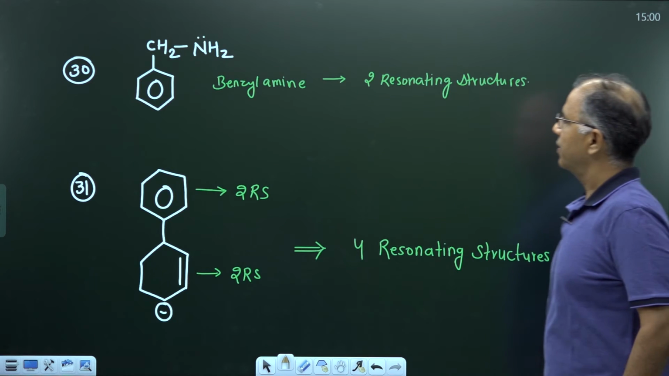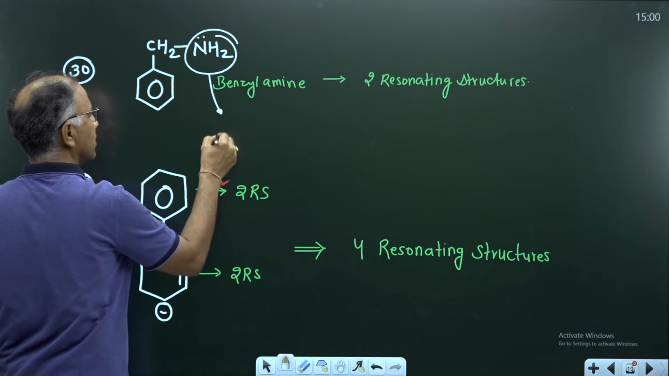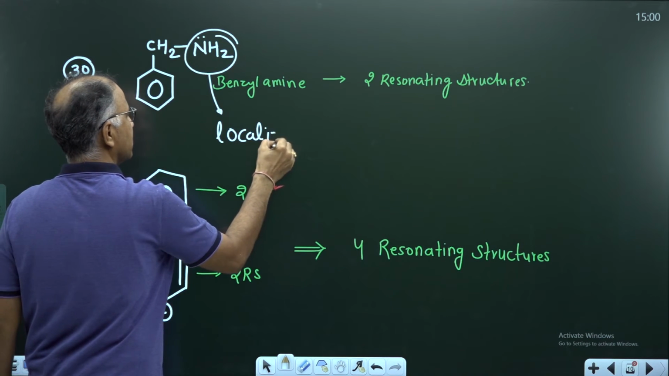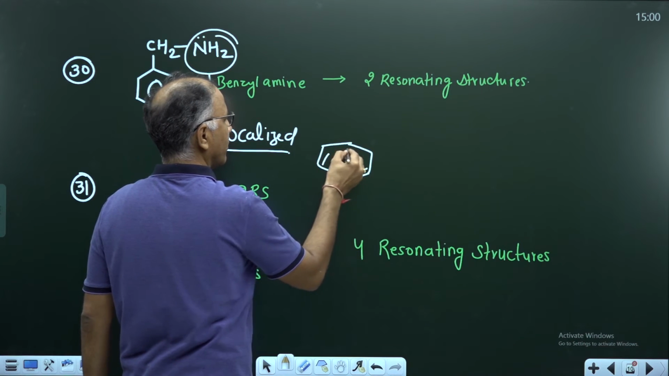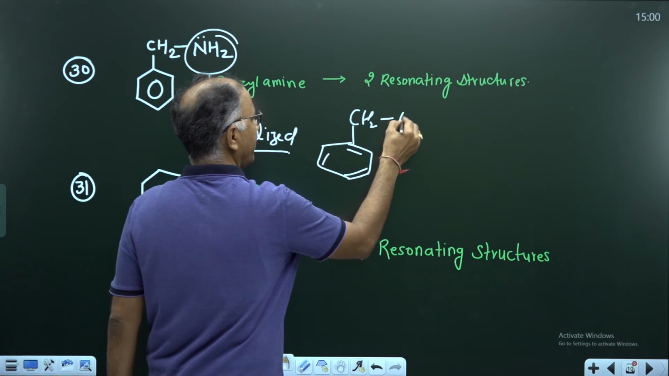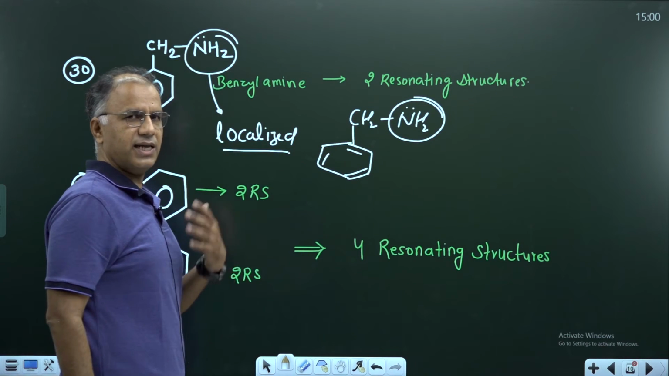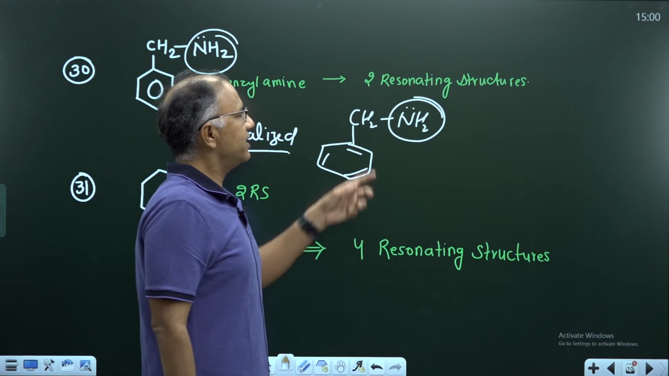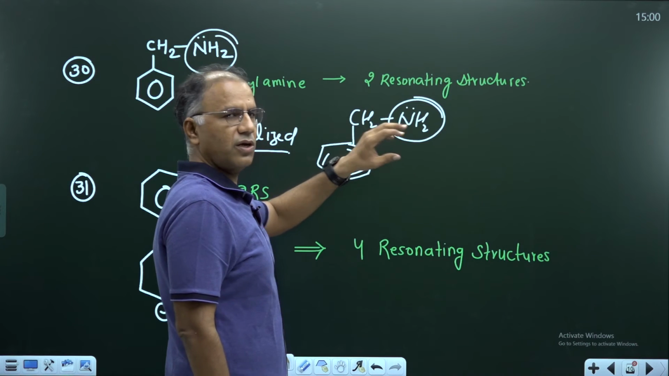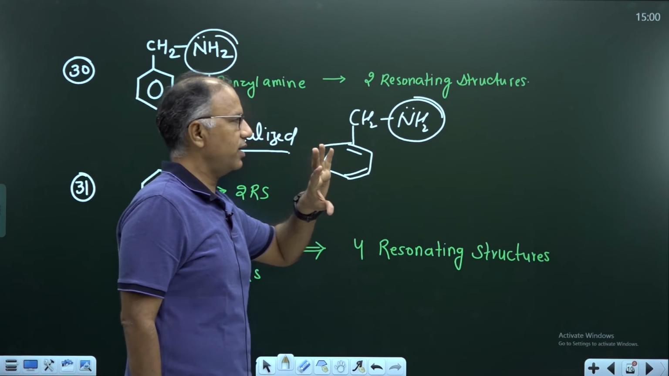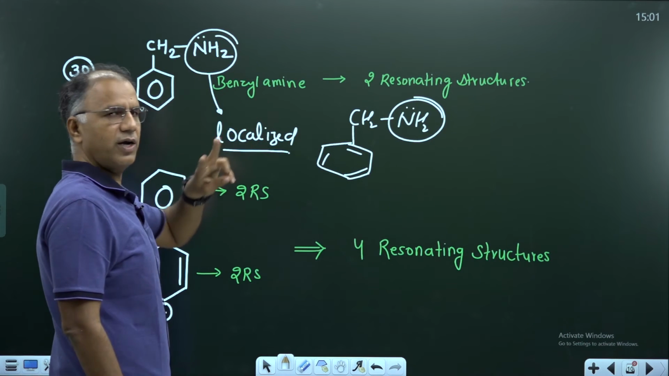Now in 30, there are two resonating structures. Is this lone pair localized or delocalized? This is localized, meaning it will not undergo resonance. If I discuss any property of this lone pair, for example basic strength or acidic strength, at that time I will say this will not undergo delocalization. Whenever we are discussing the property of nitrogen, the lone pair of nitrogen is localized. Got it? Now in this case, if anyone asks how many resonating structures of benzylamine, there will be 2.